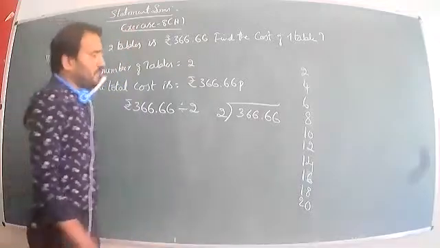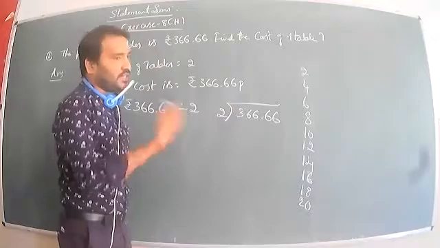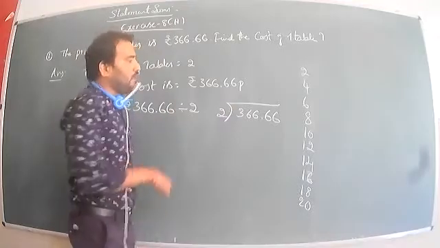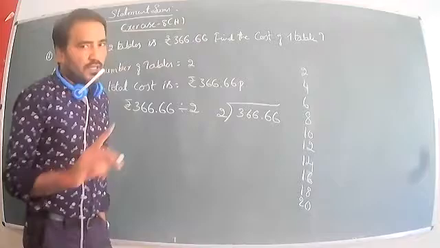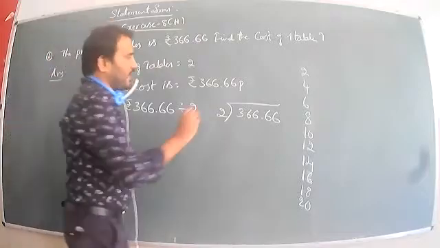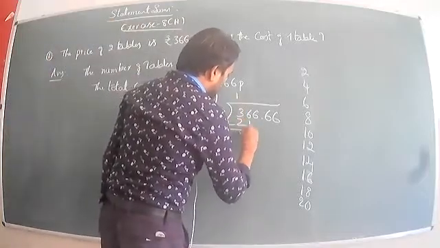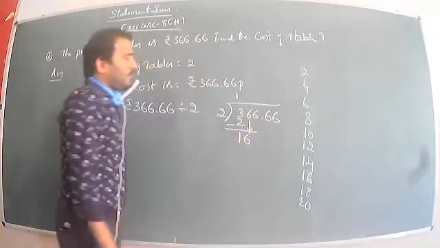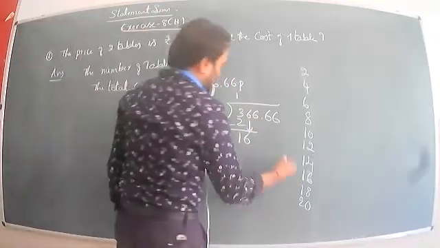Now first, the first digit number 3 is there. Yes, 2 is smaller than 3. Okay, so we can take the one digit number. 2 table, the nearest number to 3: 2 1 the 2, 2 2 the 4 is bigger, so we take 2. 2 1 the 2. Now subtract it, we get 1, it is 16. So 2 table 16 is there. Yes, 2 how much 16? 2 8 the 16.